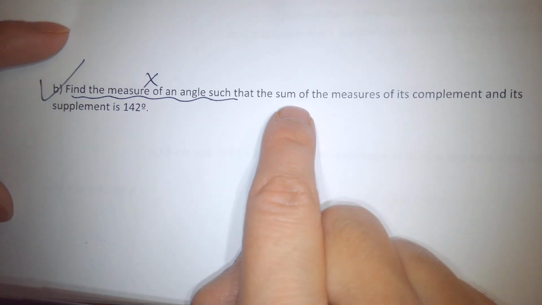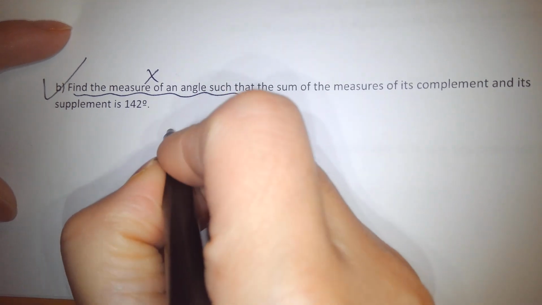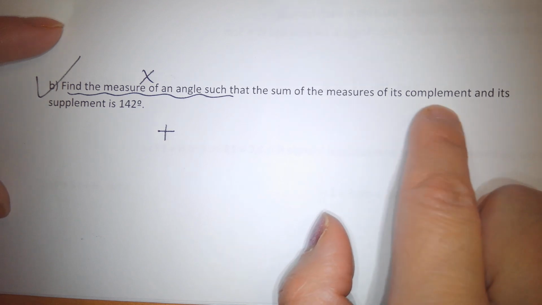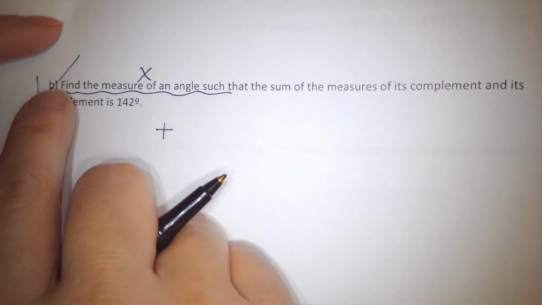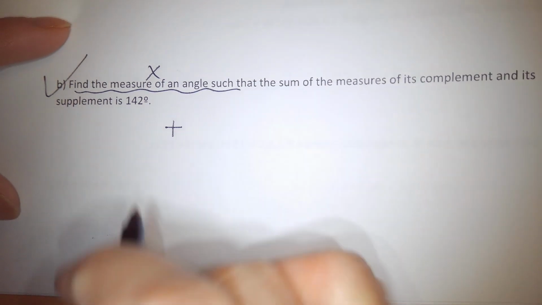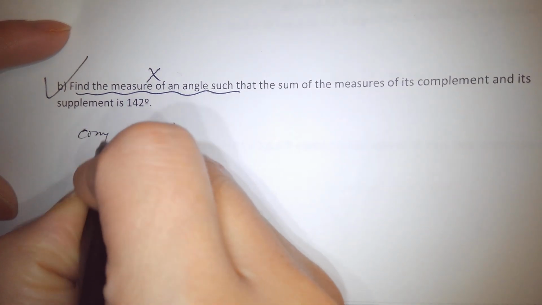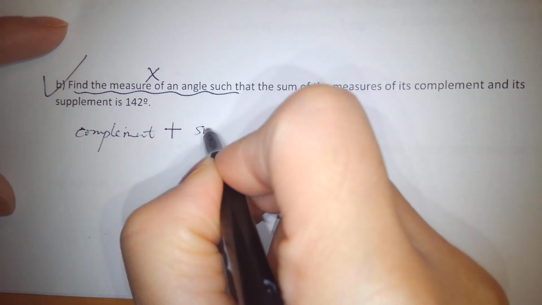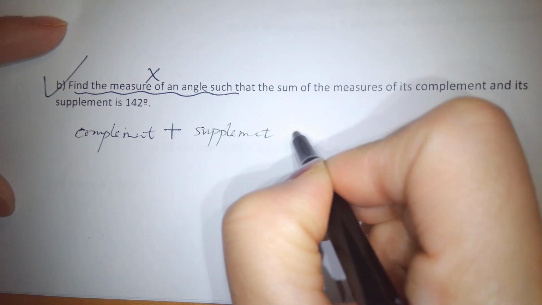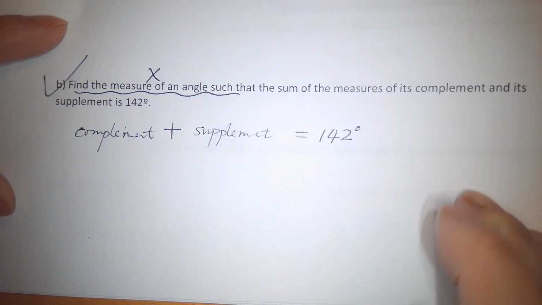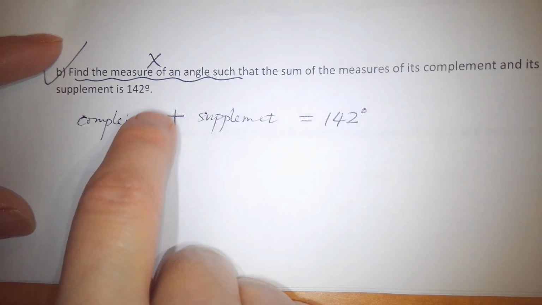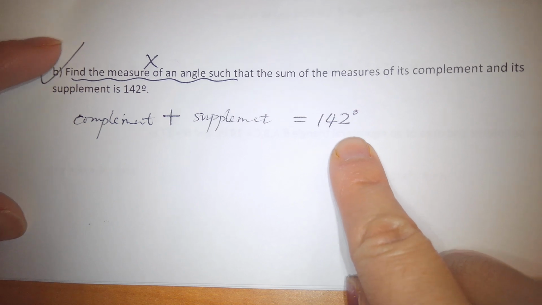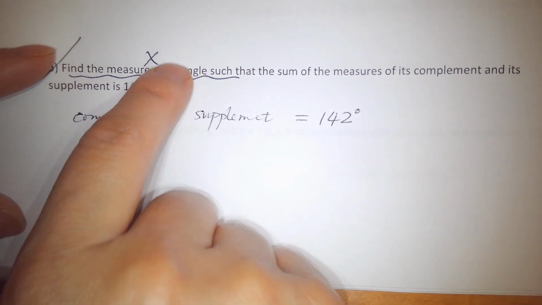Such that the sum, that means we're going to add, the measure of its complement and its supplement equals 142 degrees, right? This angle's complement plus this angle's supplement equals 142, right? So far we only know, and we want to find the angle.